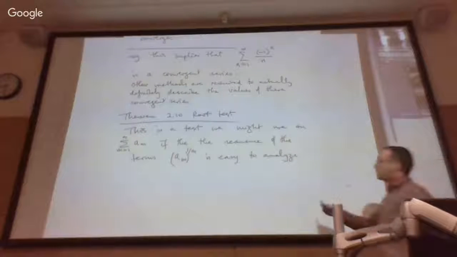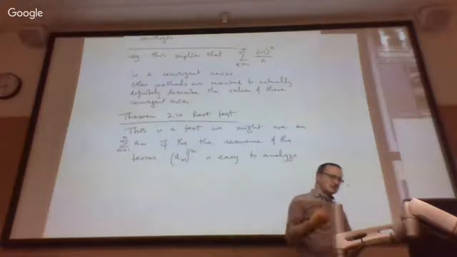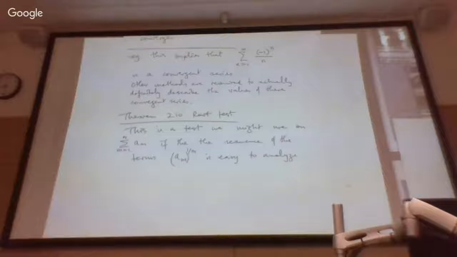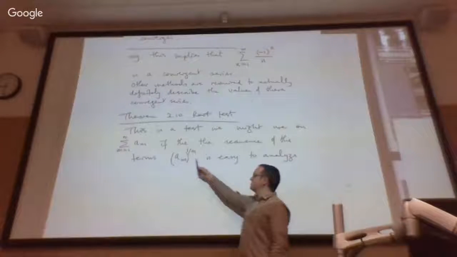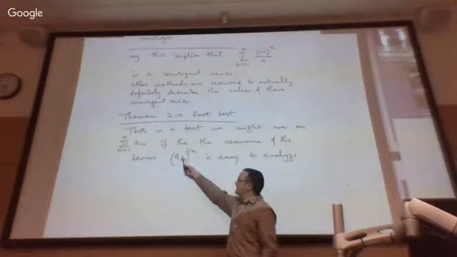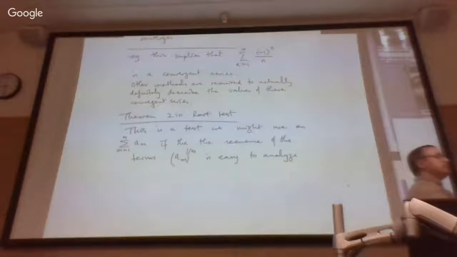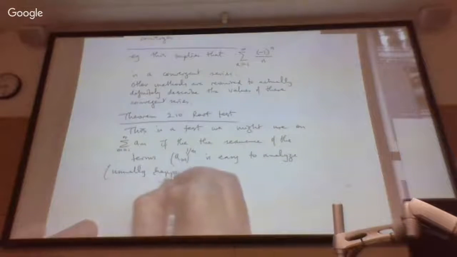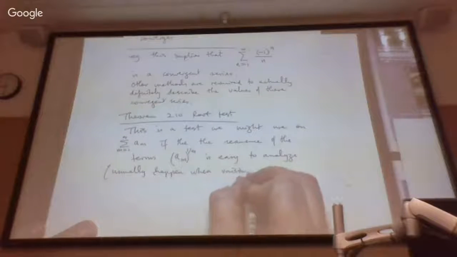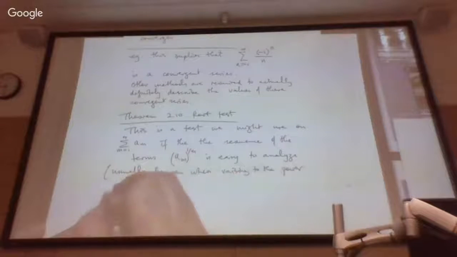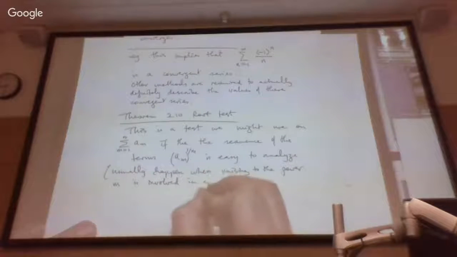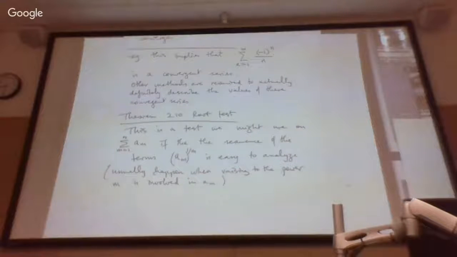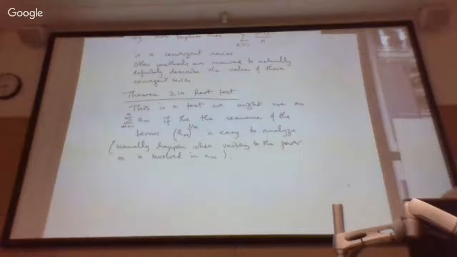I'll show you an example in a minute where taking the nth root of AM is easy to analyze, because normally, if you think of taking the 100th root of an algebraic expression, it's kind of awkward to deal with. The only real reason this might be easy is if the last operation involved in defining AM is raising to the power n. In that case, taking the nth root will undo that last operation and maybe simplify the sequence term. So this usually only happens when raising to the power m is involved in defining the series term AM. Again, it's normally easy to spot in a question setting.